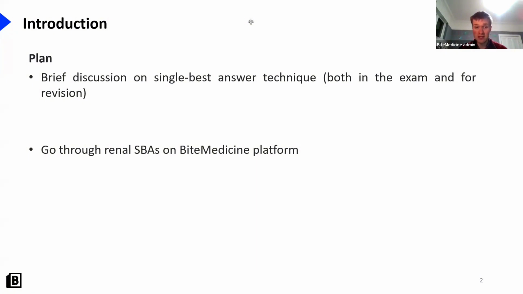So we're going to go through some renal SBAs. If we have time, I want to showcase our multi-step SBAs as well. This is something we think is quite unique to Bite Medicine. Essentially, it's a single vignette followed by multiple sequential questions that cover that topic, and they take you through the patient journey. We think it's a much better learning process, and the SBAs can be used as more of a revision at the end.